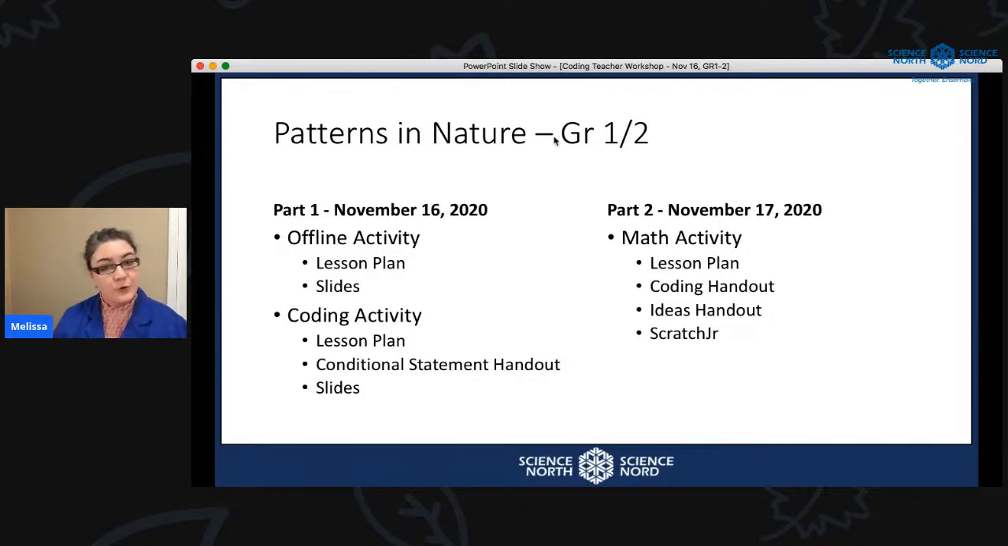Our session is separated into 2 parts. Today we're going to cover half of that lesson, and tomorrow we're going to cover the other portion of it. The lesson plan document covers all of these 3 activities. The slides from this presentation will also be available. We have a few handouts, as you saw when I led you to our website, so those are all there. We're going to cover the offline activity, the coding activity today, and get into the math activity next session.